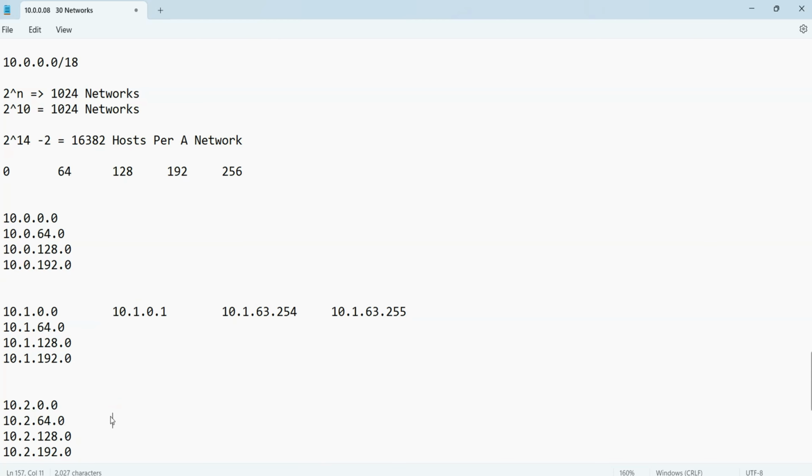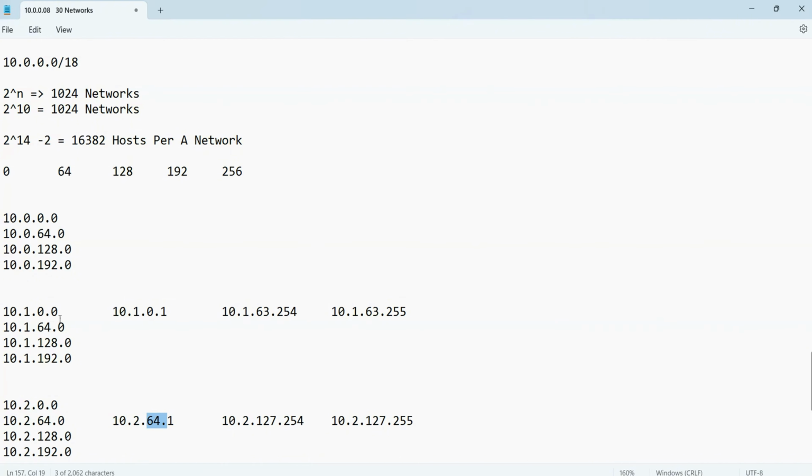Okay, let's say this one over here. 10.2.64. Remember, this is 64. Let's say dot 1. The last host is 10.2 dot what? What number over here? The next one is 128, right? If the next one is 128, so 127.254. And then 10.2.127.255. There you go. See, just like that, every network gets 16,382. So if you count from 64.1 until 127.254, you get this actual number.